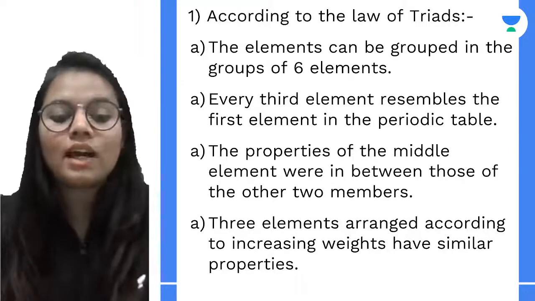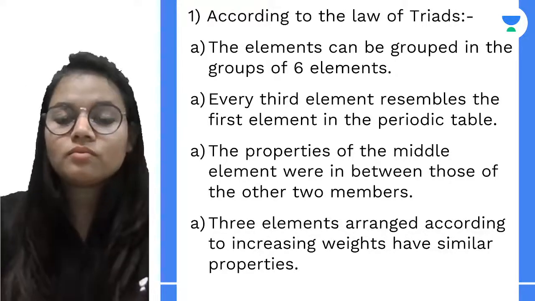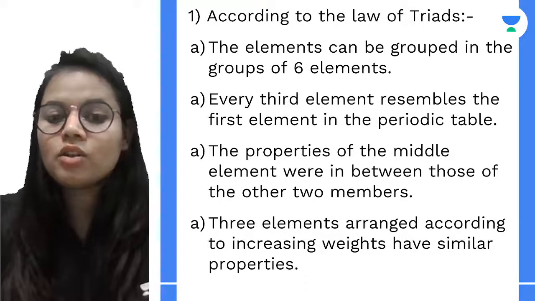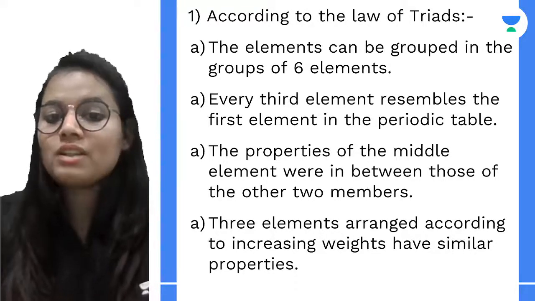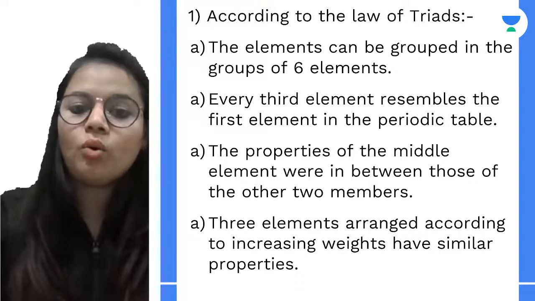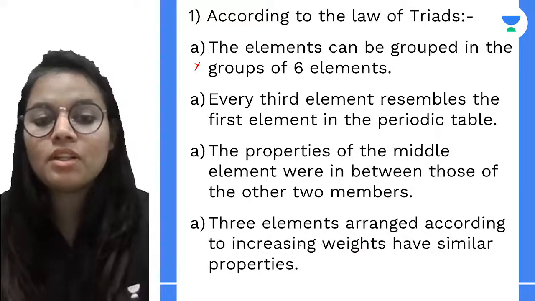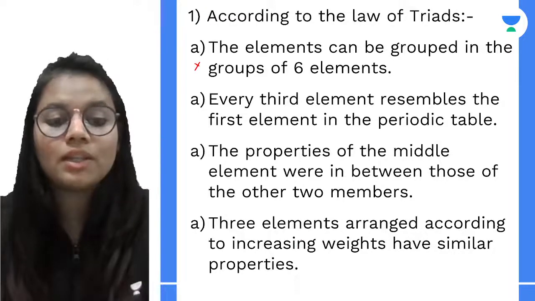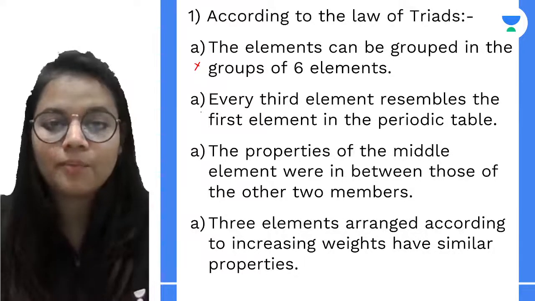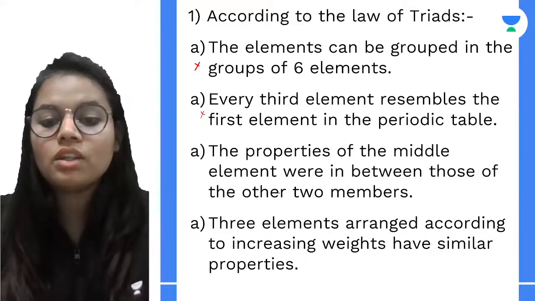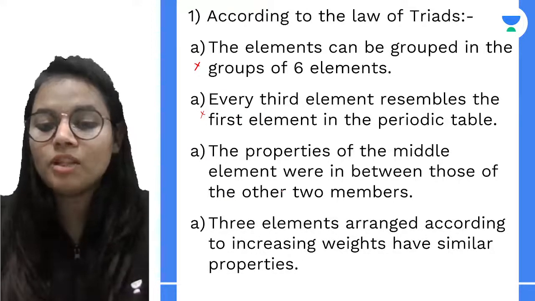Okay, now let us answer some of the questions. According to law of triads, the elements can be grouped in groups of 6 elements. No. Every third element resembles the first element in periodic table. That is also incorrect. The properties of the middle element were in between those of the other two elements.